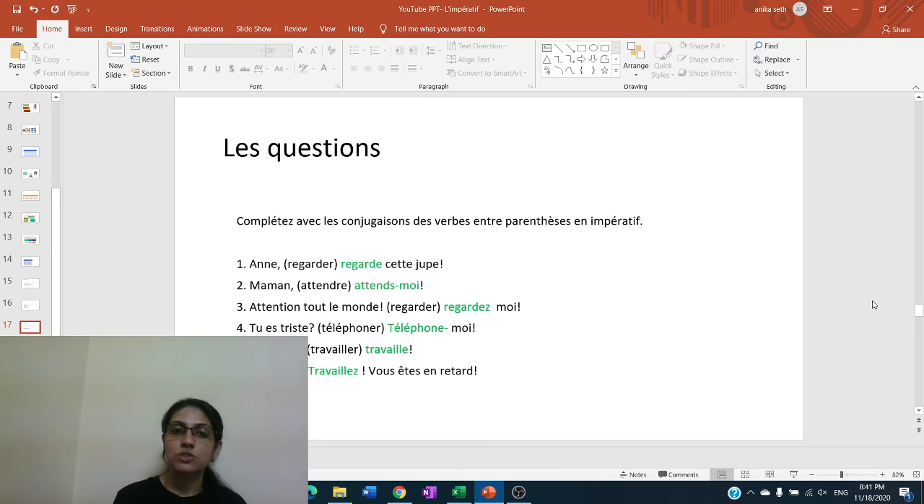Right? So, here are the answers for what we have just discussed. Regarde, because the verb regarder is conjugated with the tu form. The s is removed and this becomes regarde. Look at this skirt. Maman, attends-moi. So the verb attendre with the tu form again ends with s. Since it is an RE verb, there is no need to remove the s. Attention tout le monde, regardez-moi.